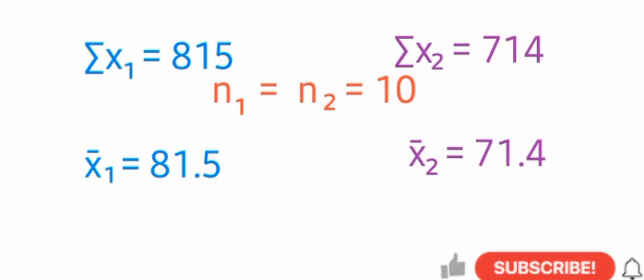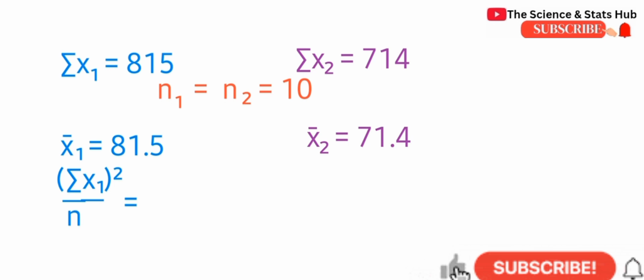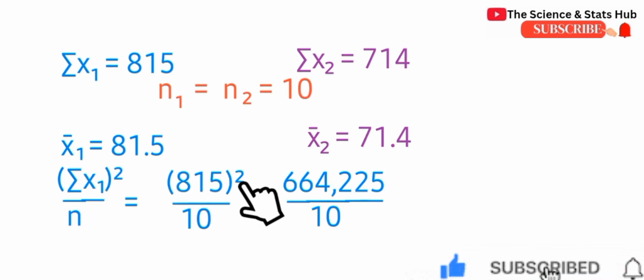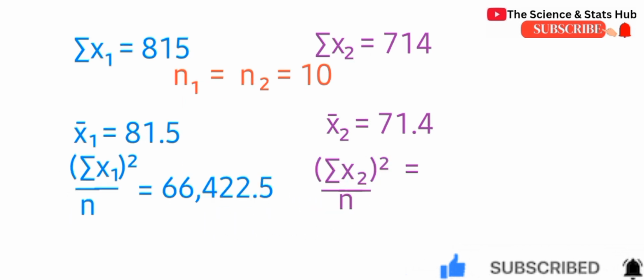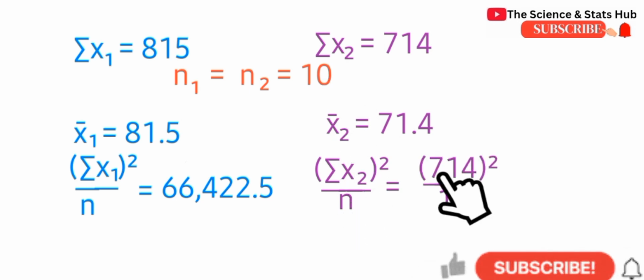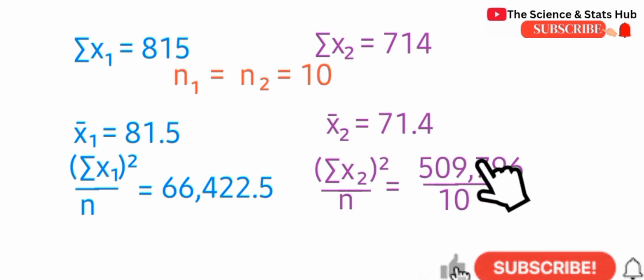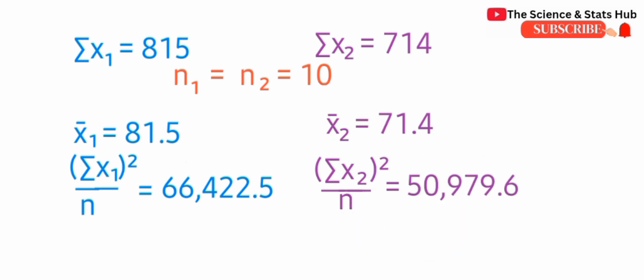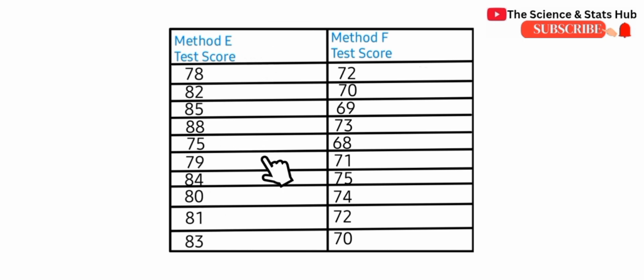Squaring each sum and dividing by n for the first group will be 815 squared divided by 10. The square of 815 gives this value, and then divide by 10. Taking the square of the summation of group 2, dividing by n, 714 squared gives this, then divide by 10. Now let's find the square of each of the values.